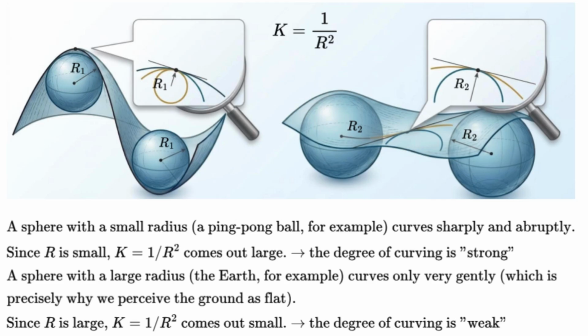A sphere with a small radius, a ping-pong ball, for example, curves sharply and abruptly. Since r is small, k equals 1 over r squared comes out large. The degree of curving is strong. A sphere with a large radius, the Earth, for example, curves only very gently, which is precisely why we perceive the ground as flat. Since r is large, k equals 1 over r squared comes out small. The degree of curving is weak.